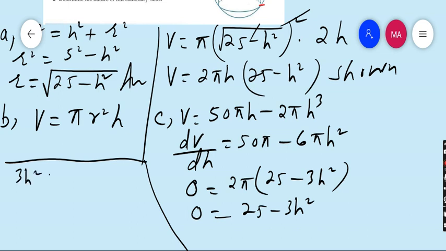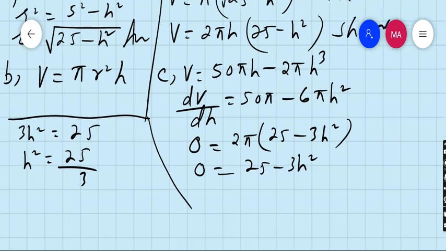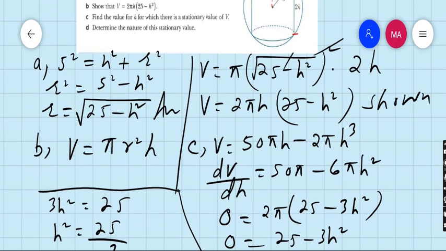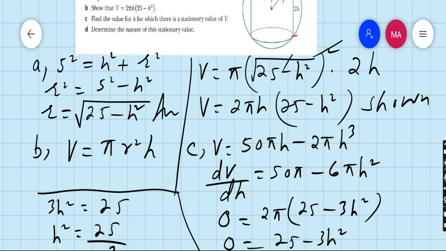So 3h square is equal to 25. h square is equal to 25 upon 3. Taking square root on both sides, the square root of 25 is 5, and the square root of 3 is root 3, or you can write it as 5 root 3 upon 3. Both are the same. So what was the question? Find the value of h for which there is a stationary value of V. Yes, we have achieved the goal.